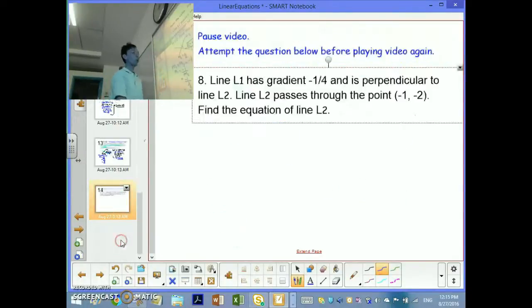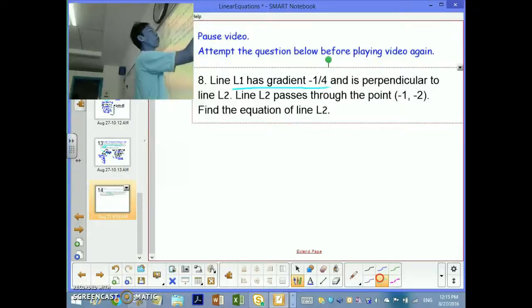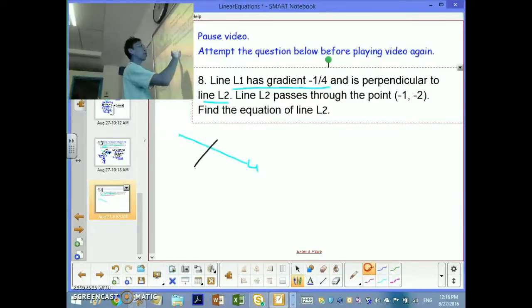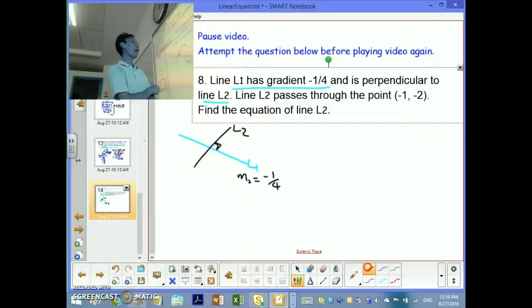Okay? So here I have a last question for you to try out. When you're ready, press the video again and we check the answer together. Welcome back. So L1 has a gradient of negative a quarter and is perpendicular to line L2. So this is L1 and perpendicular to L2. This is my L2, perpendicular. And my gradient m1 in this case is negative a quarter. And L2 passes through the point negative 1, negative 2. For example here, negative 1, negative 2. And find the equation of L2.